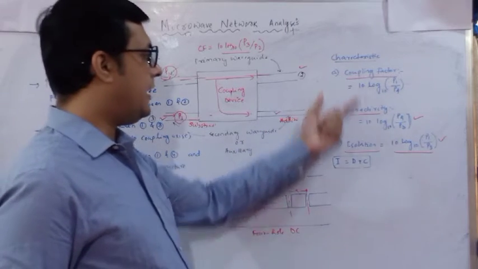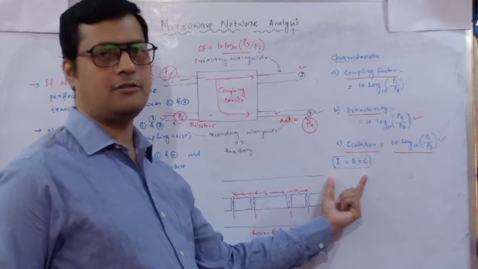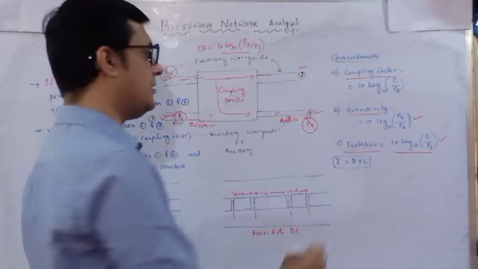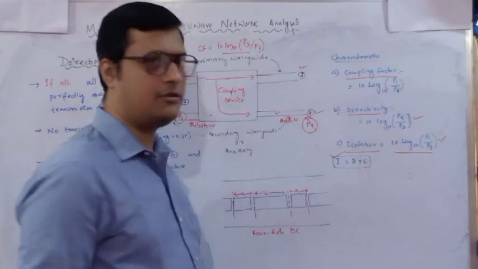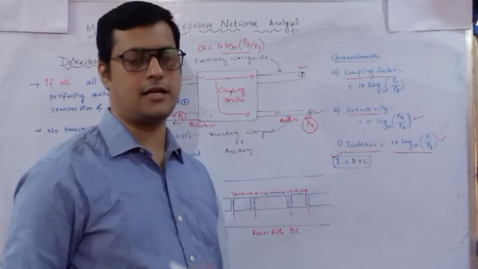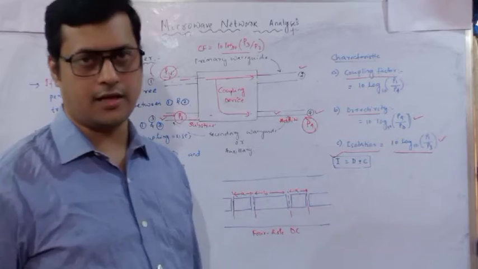And if you take this relation, isolation must be equal to directivity plus coupling factor. So this relation you need to remember. You have to judge. If this equation is satisfied, it means your values are correct and the procedure is also correct.